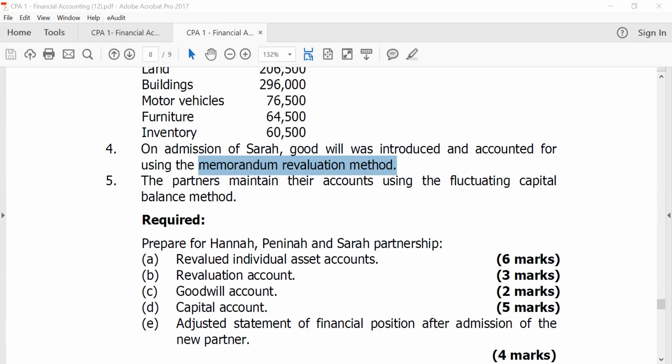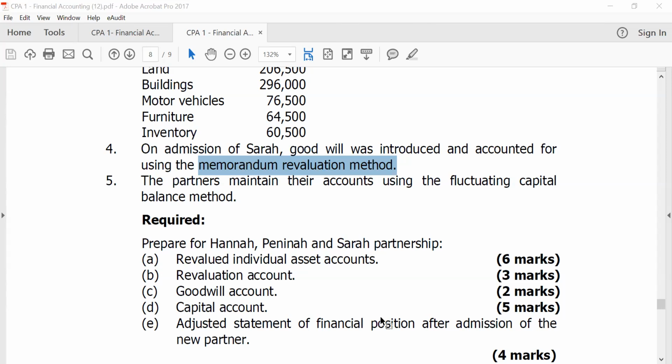The memorandum revaluation method means that the goodwill will not be maintained. The goodwill will not be maintained. Yeah, so after preparing the goodwill, we shall write it off. Okay, very good. A very good explanation.